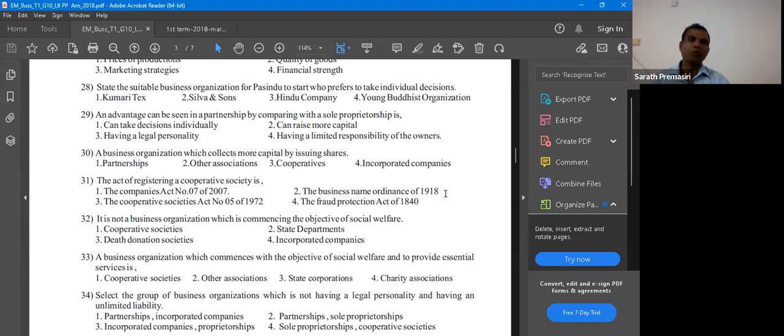Partnership and sole trade should be registered under this act. Under the Fruit Creation Act, making a condition: if the initial capital of a partnership exceeds 1,000, they should have a written agreement.